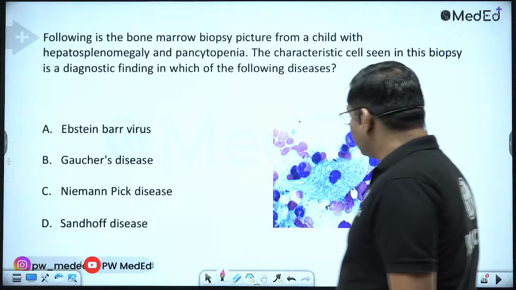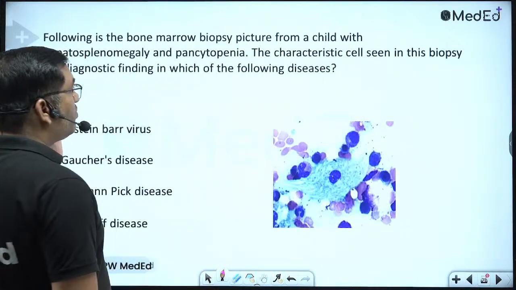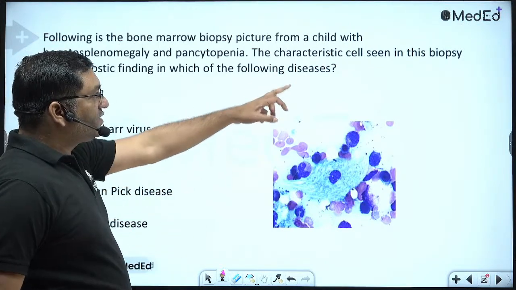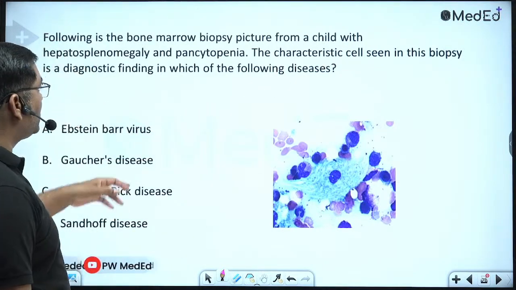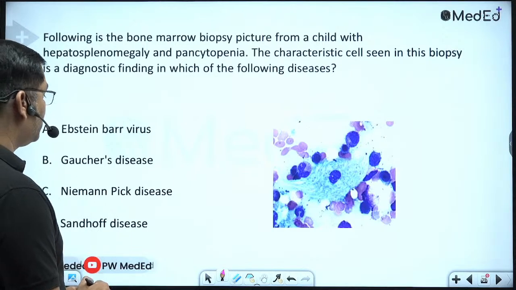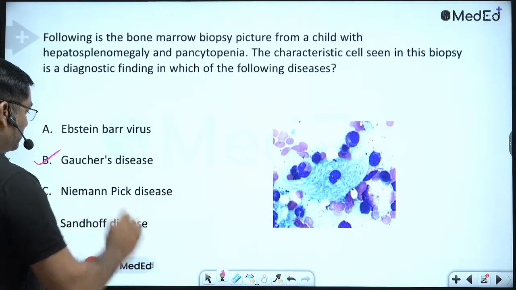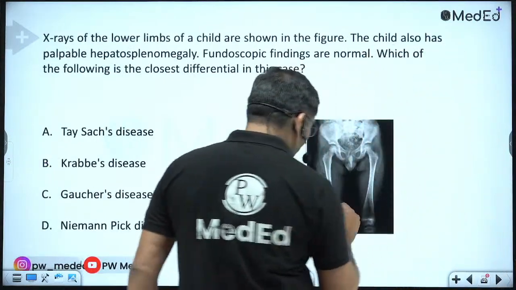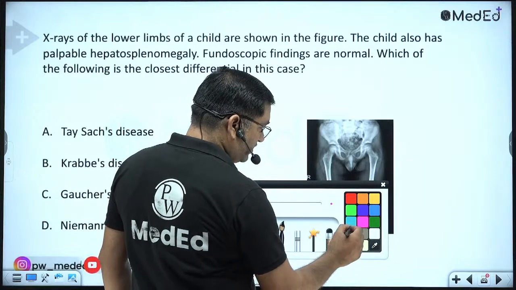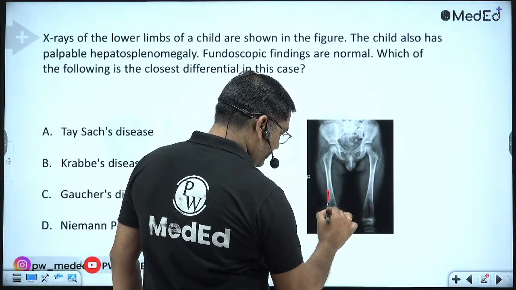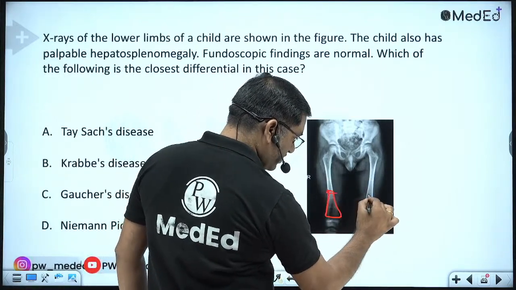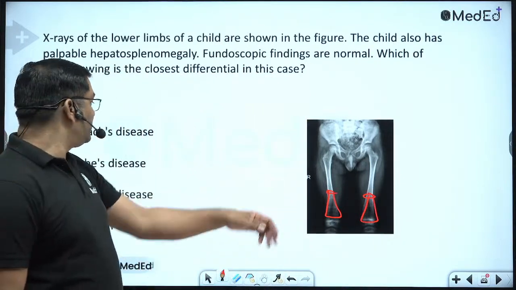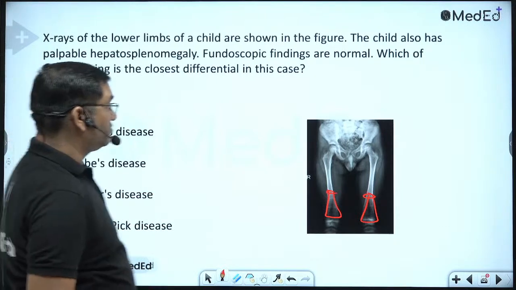Now see again. The following is a bone marrow biopsy picture from a child with hepatosplenomegaly and pancytopenia. The characteristic cell seen in the biopsy is a diagnostic finding of which of the following diseases? So this is Gaucher's disease. Now see, this is Erlenmeyer flask deformity in the X-ray. So this is a feature of Gaucher's disease.